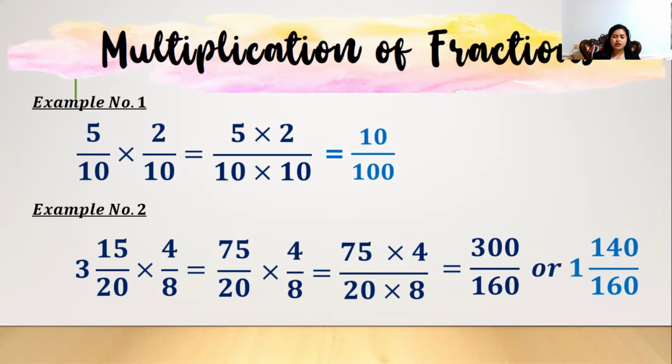Or we can rewrite the result as its corresponding mixed number. We just divide 300 by 160. We have a whole number which is 1, and the remainder is 140. That's why we have the mixed number form, 1 and 140 over 160. Okay, so that's it for multiplying a mixed number and a fraction.